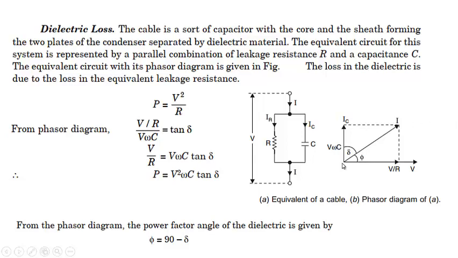So let us say this is voltage V. We can use this phasor diagram to calculate this. This is phasor V, and this current will be in phase with this voltage. That is, this current IR will be equal to V by R. It will be in phase with V.